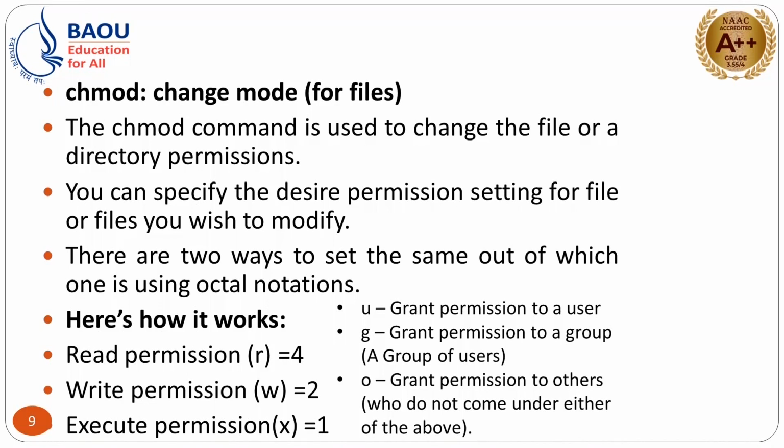You can use letters. Now which 3 letters can you use? U, G and O. What do these letters indicate? U stands for user. If you want to assign permissions to the user, you can use U. If you want to assign permission to the group, you can use the letter G.